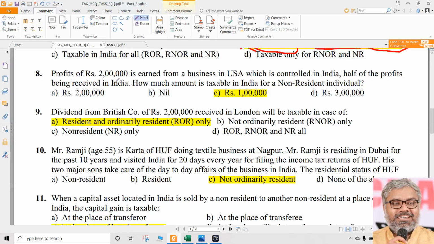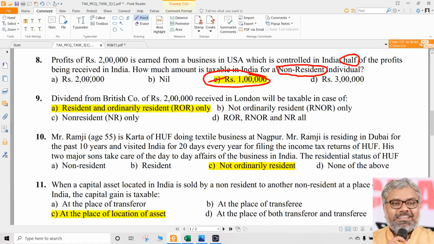Then question number 8. Profits of 2 lakh rupees are earned from a business in USA, which is controlled in India, and half of the profits are received in India. How much is taxable for a non-resident is asking. If it is ROR, anyway the entire amount of 2 lakhs will be taxable. For RNOR also, the entire 2 lakhs would have been taxable. For a non-resident, 2 lakhs is not taxable, since only half of it is received in India. How much will be taxable? Only 1 lakh. So the correct answer here will be C, that is 1 lakh. That is question number 8.